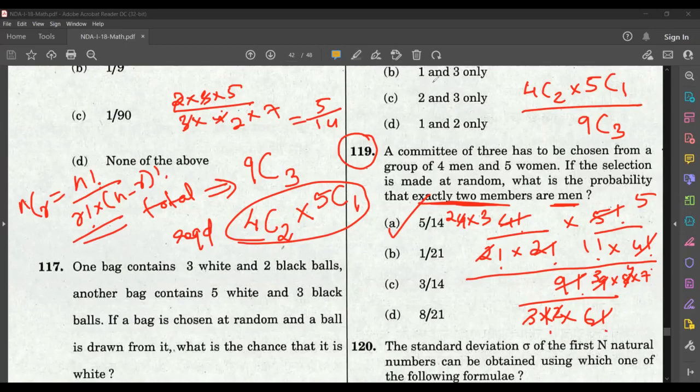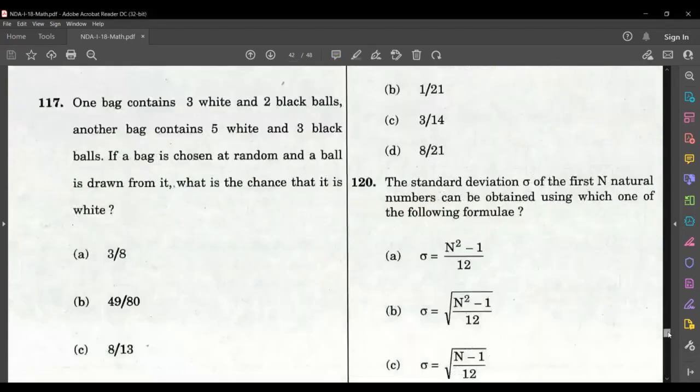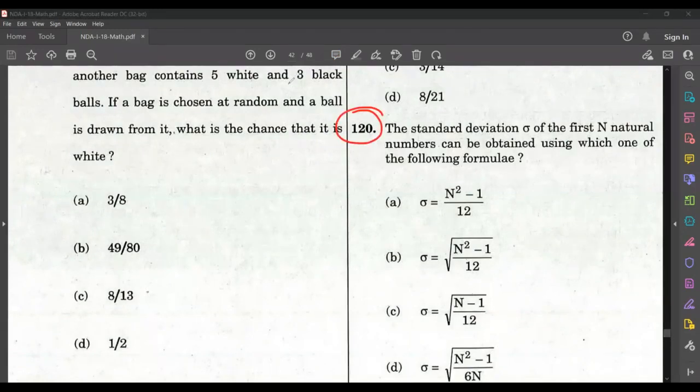So moving to the next question, question number 120. Standard deviation sigma of first n natural numbers can be obtained using which one of the following formulas?